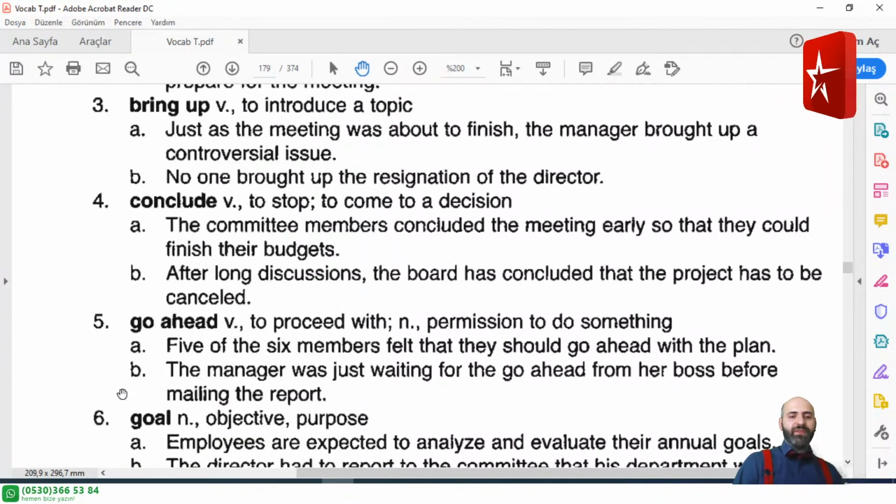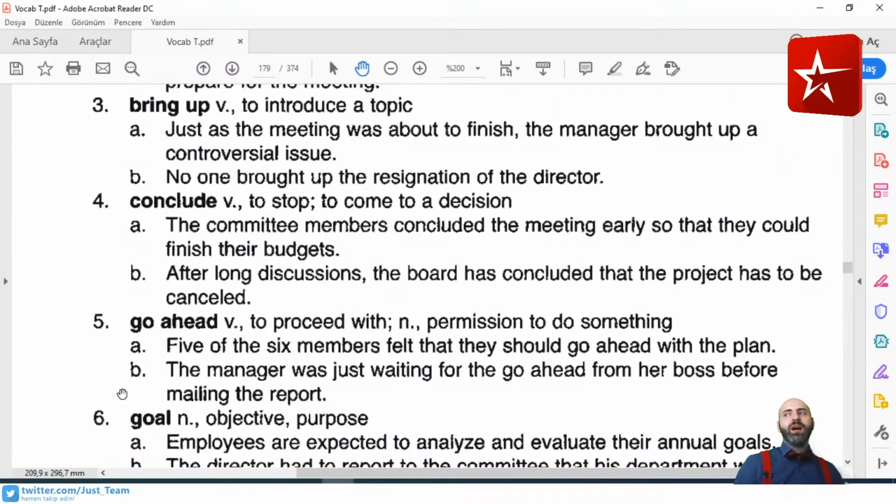Number 5, we have got go ahead. If we think about it, probably we will understand the meaning. Go, we know. Head, we know. Ahead, also probably we know, like somewhere straight. Go ahead means to continue what you are doing, proceed with something. And as a noun, it is permission to do something.